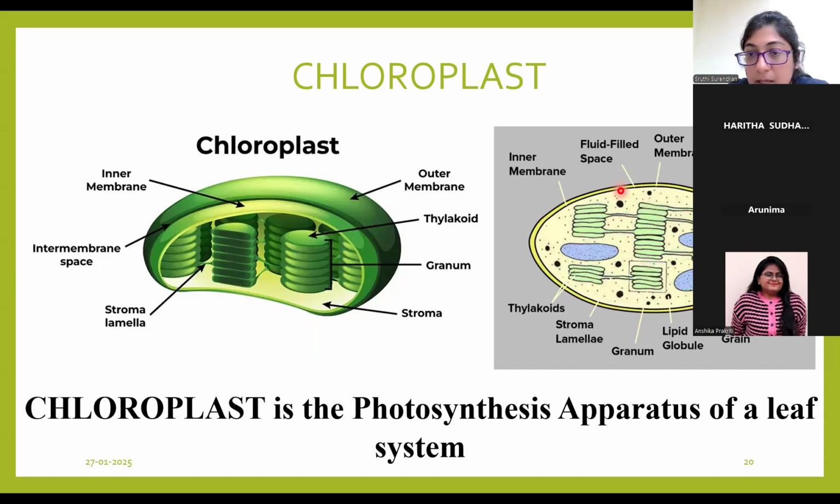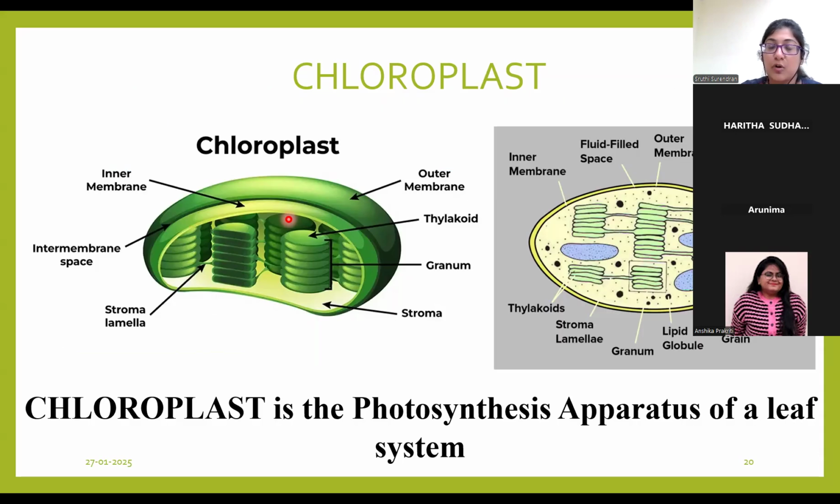So we see there's an outer membrane, an inner membrane, an intermembrane space, and the stroma in which we find sac-like structures called thylakoids. A bunch of these thylakoids is called a granum, and between one thylakoid or granum and another, there are connectors called stroma lamella. This entire chloroplast is the photosynthetic apparatus of a leaf system. Now we will go from the chloroplast into the thylakoids, where very important reactions are happening.